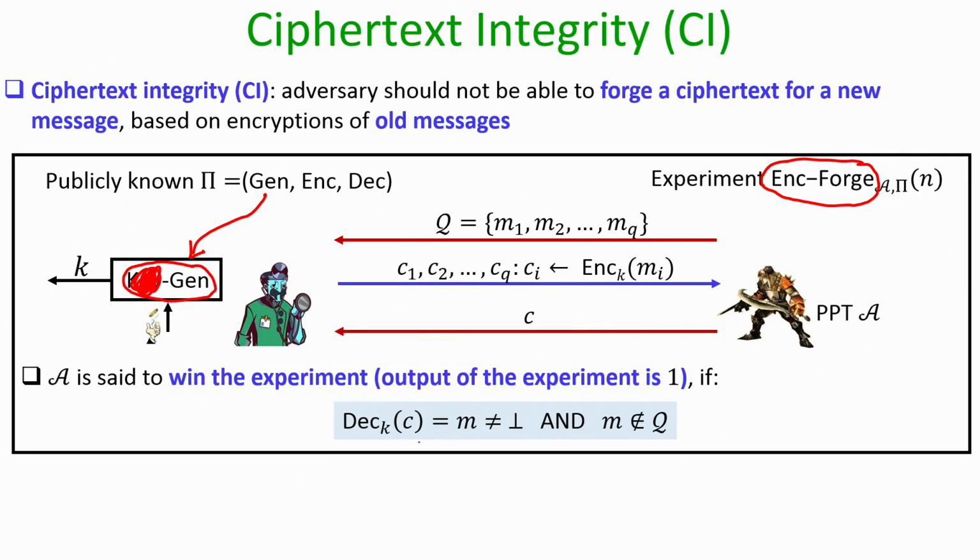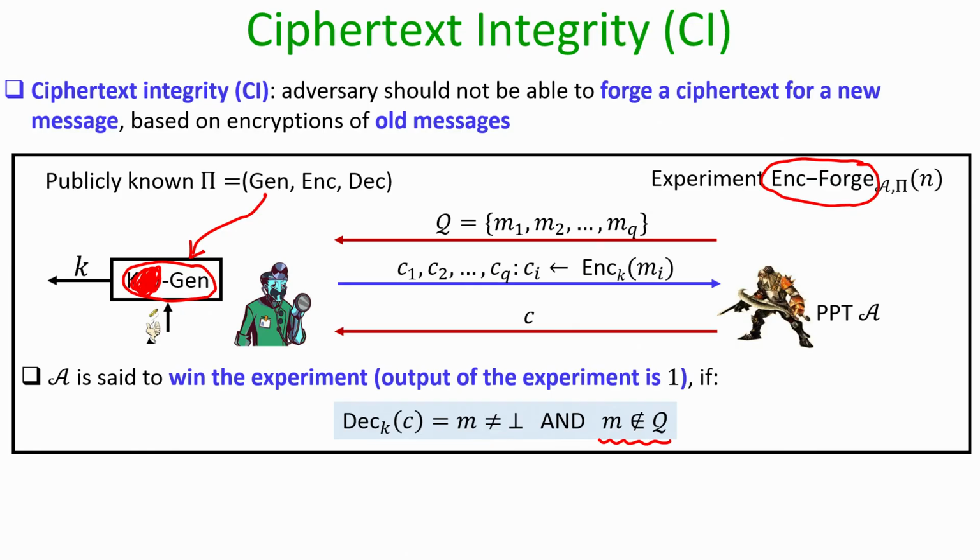The first condition is that the decryption of the ciphertext C should be some value from the plain text space and not the special symbol bot. And not only that, whatever message we obtain on decryption should not belong to the set of queries for which the adversary has already seen the ciphertext. What exactly we are trying to model through this experiment is, remember the scenario that we have discussed between the sender and the receiver.